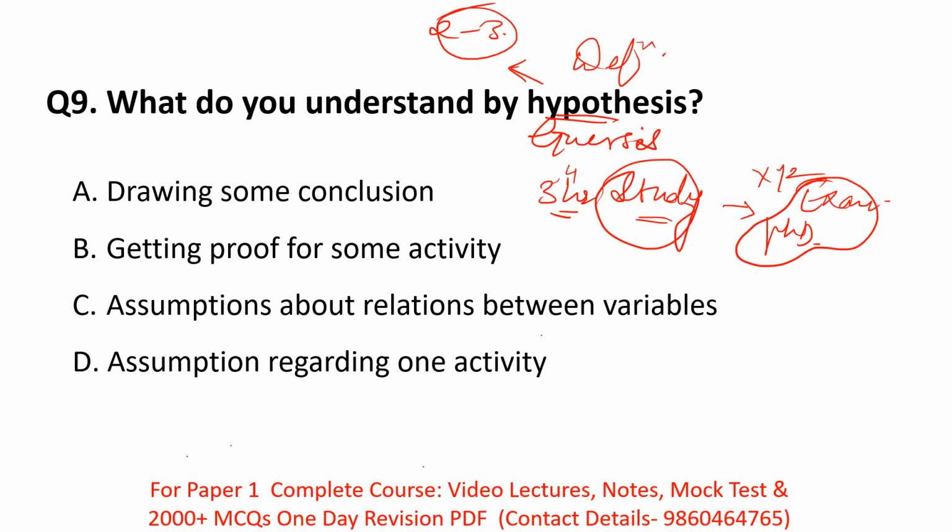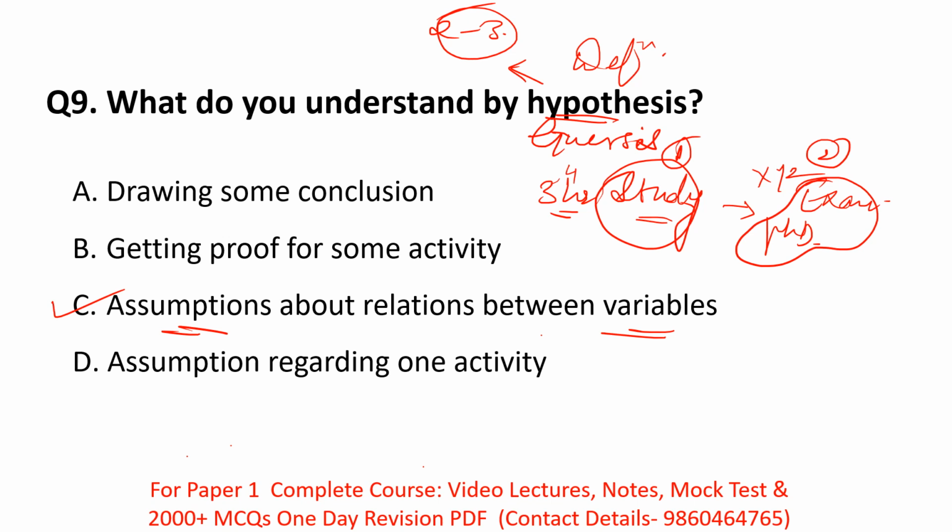And what I am doing here is assuming the relation between these two variables, which are study and the PhD entrance examination. Study hours and my PhD entrance examination. How my study hours relate with the PhD entrance examination. So here hypothesis means assumption about relations between the variables. So option C is the right answer, the correct definition of hypothesis. We'll see the incorrect options as well.